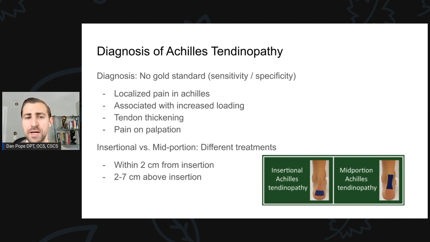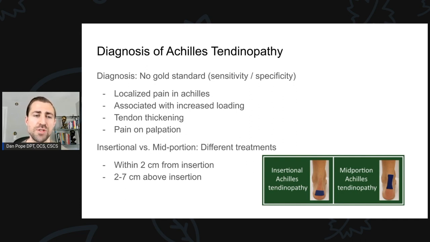So what that means is that sensitivities and specificities of certain tests really aren't going to mean much because they have to be compared to a gold standard, which we don't have. That being said, how can we diagnose Achilles tendinopathy? What do we think are the best tests to rule in or rule out Achilles tendon problems?